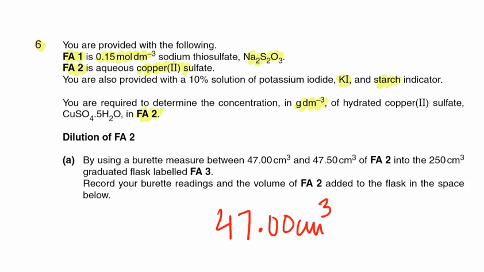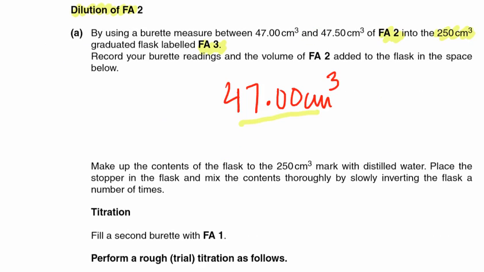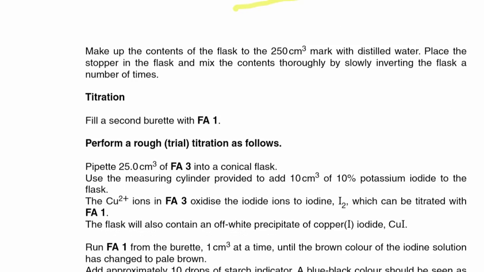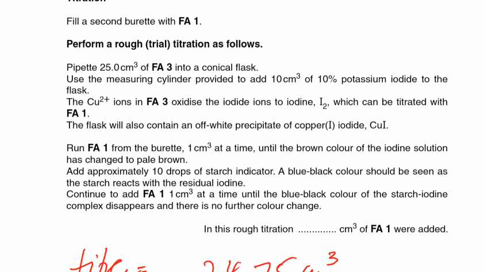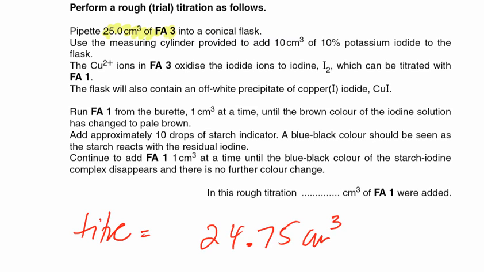And like all concentrated solutions, we dilute FA2 first. In this case, I told you to take 47.00 as your dilute volume. That converts FA2 into 250 of FA3. And then I'm assuming that you titrate FA3 against FA1. Absolutely. You take 25 cm cube of FA3, which is the dilute copper sulfate, and you titrate that against FA1, whose volume I believe I've given you is 24.75 cm cube. Right here. So let's get on with solving the question.